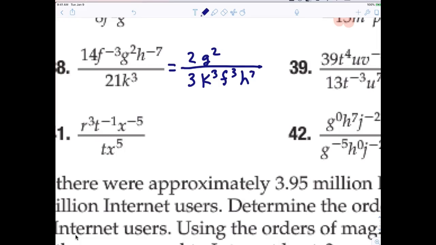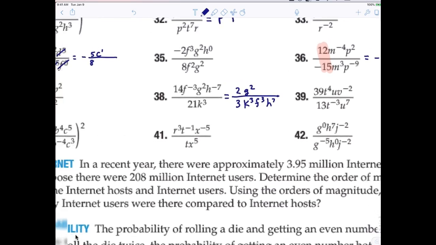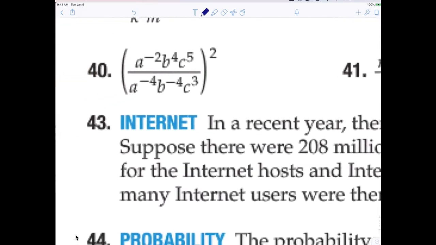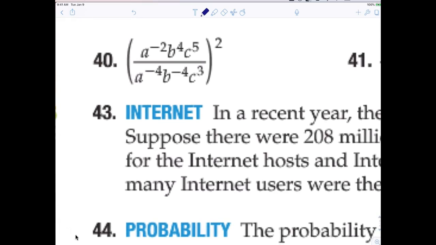All right. Now, Mr. Ricks, thank you. 40. Again, you have an option here, Mr. Ricks. Do you want to simplify inside, or do you want to do the power first? Simplify inside first. All right. Now, listen to me. We're going to try to do this in one step. Eyes up, and listen to what he's telling you. On the bottom would be a to the 6th.